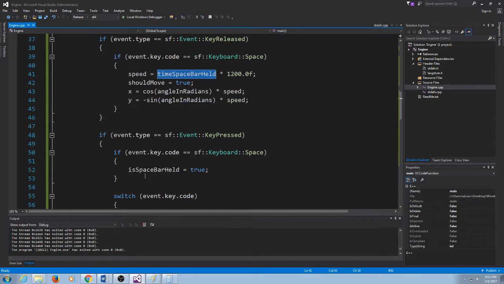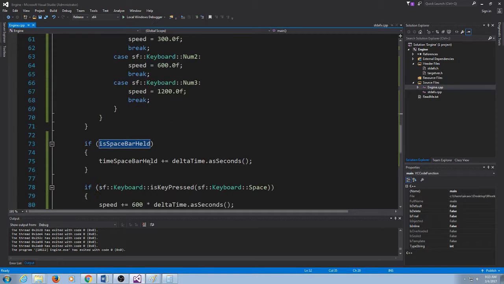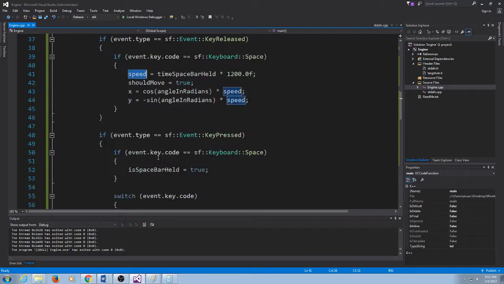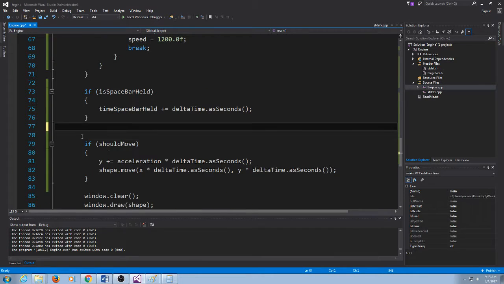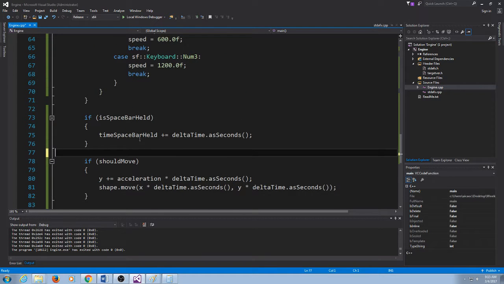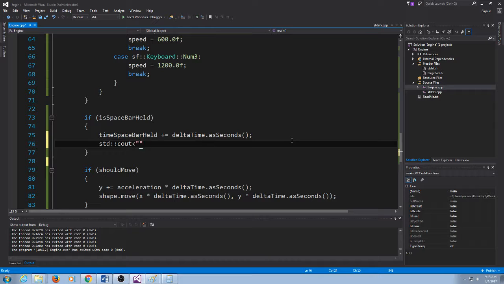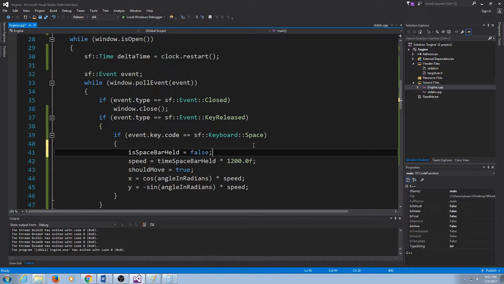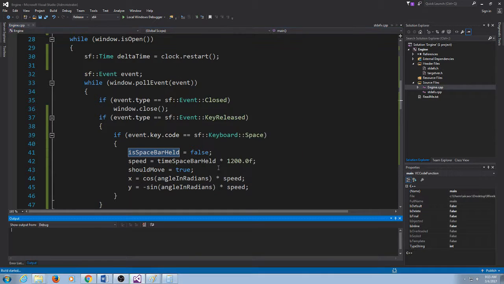So because you keep track of when that spacebar is held and you have an if statement inside your main loop that says once you've pressed it, you are starting to accumulate time. And then finally when you release it, you take that time, you capture it, and you multiply it by 1200 and you set that equal to your speed. You get the same result. And now I can delete this code, and do a cout here. And I can also set this to false as well, so it stops printing out after I'm done pressing the spacebar.